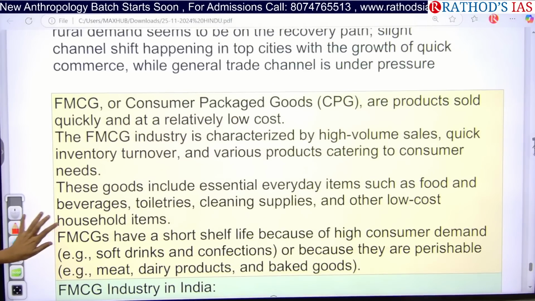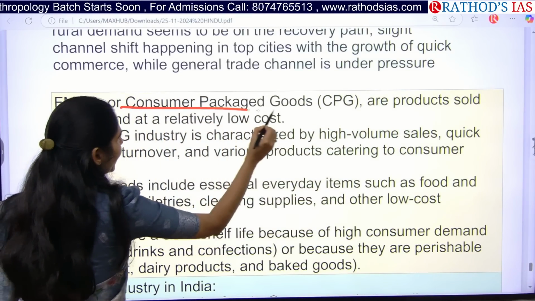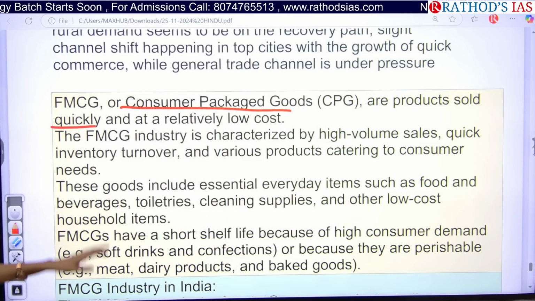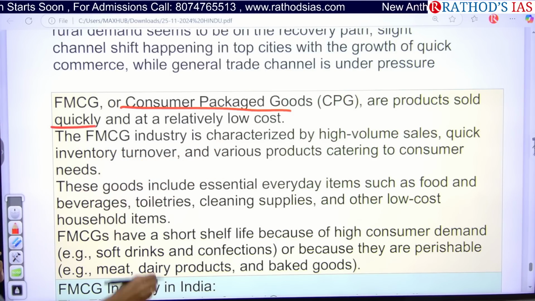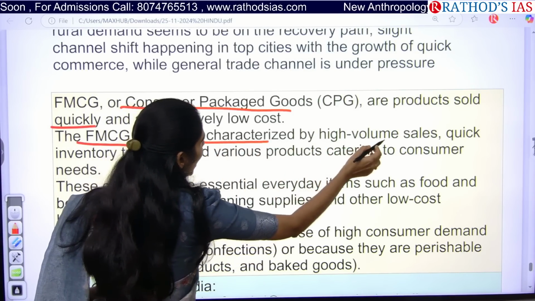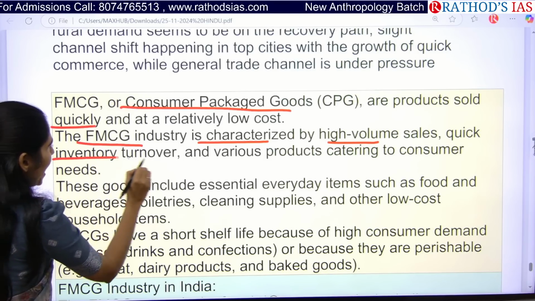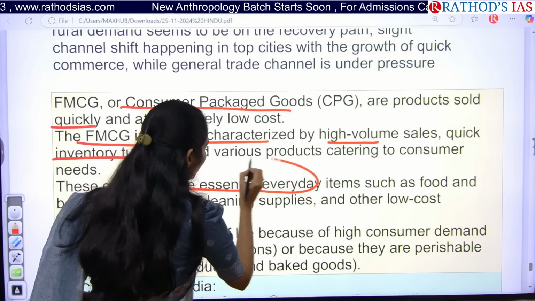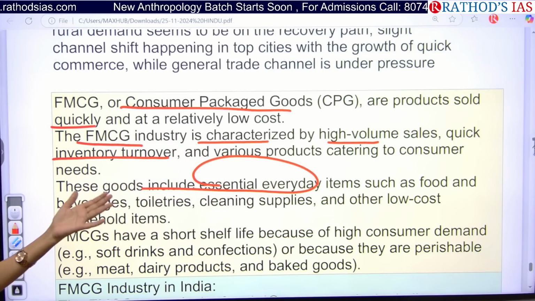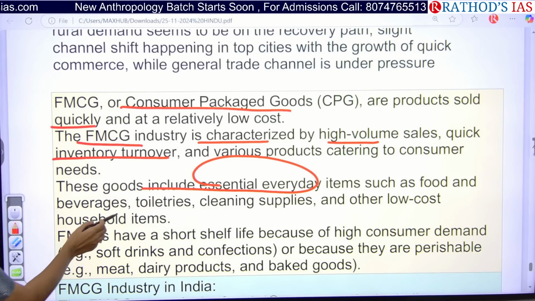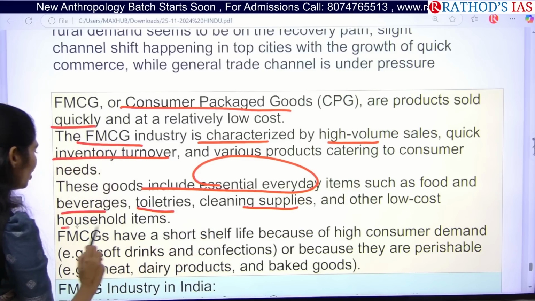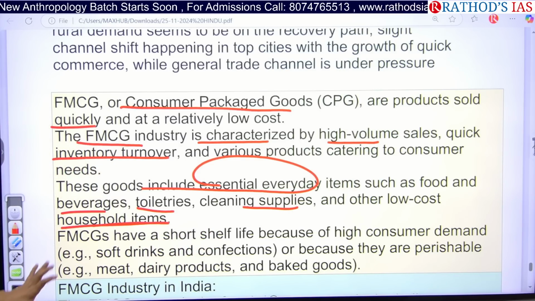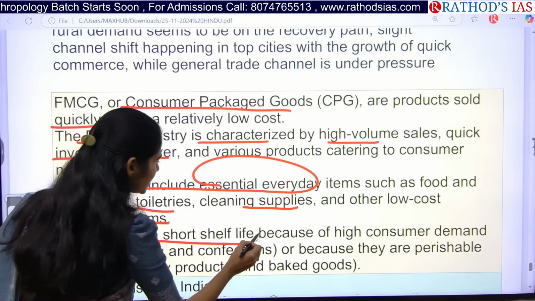Fast moving consumer goods or consumer packaged goods are products that sell very quickly and at a relatively low cost. This industry is characterized by high volume sales, and they give good turnover for the companies. Based on consumer needs, they process and pack the food. And these goods are essential for every day. They include everyday food items, beverages, toiletries, cleaning supplies, and other low cost household items.